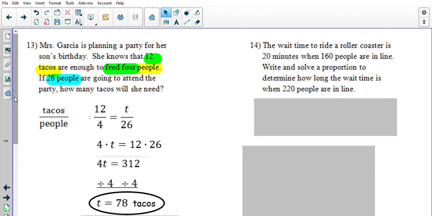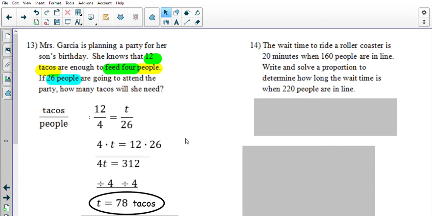We always want to think too, does our solution make sense? Well, if we're talking about 3 tacos per person, we've got 26 people. I mean, we could even just take 26 times 3. So I often have students who will say to me, well, I can find my solution without writing a proportion. If the problem doesn't say you have to use a proportion, then that's fine. Then you can do it however you want as long as you show work. But if it does ask you to write a proportion, do that.